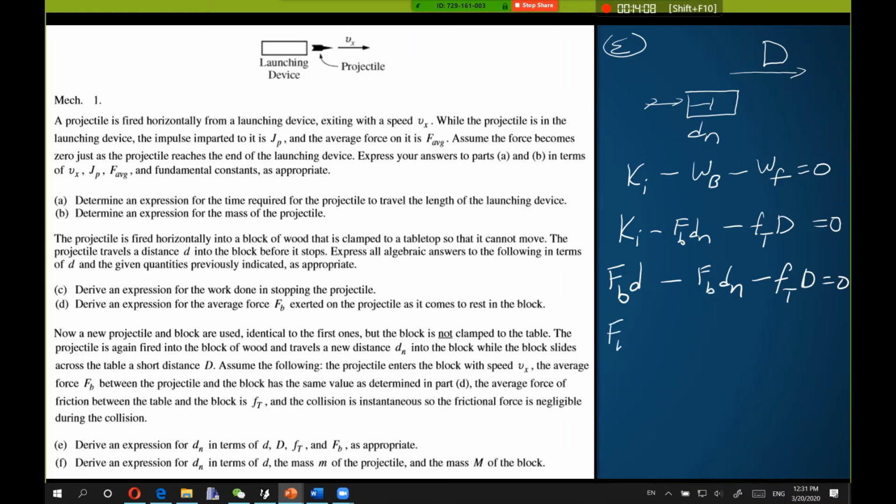So FBDN equals FBD minus FTD. Okay, so that we were still using all the terms that we need to use. And then solve for dn. Oops, FBD.